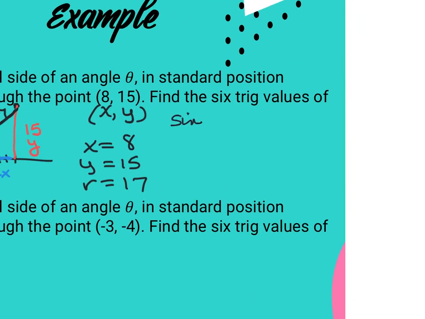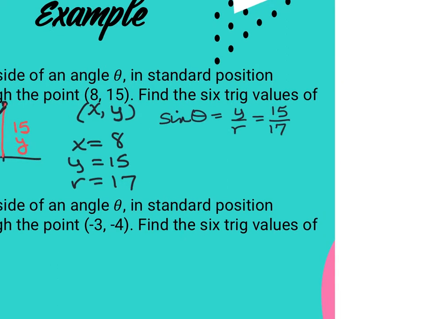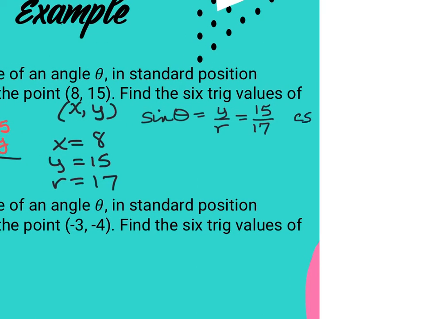Sine of theta is equal to y over r. My y value is 15. My r value is 17. This is all we do. We're not using a calculator. We're just plugging in x, y, and r in the right spots. Now, I'm going to immediately do its reciprocal, which is cosecant. So the cosecant of theta is r over y. You flip it, so 17 over 15.